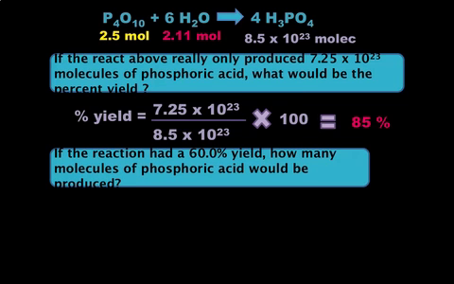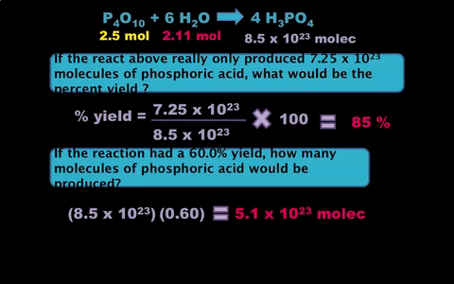If the reaction had a 60% yield, how many molecules of phosphoric acid would be produced? So we're pretending that this 85% didn't happen and we got a 60%. So we take our total that we should have, 8.5 times 10^23, and multiply it by 60%, which we change into a decimal, which becomes 0.6. And so that would mean we got 5.1 times 10^23 molecules. So that's another way to manipulate that equation.